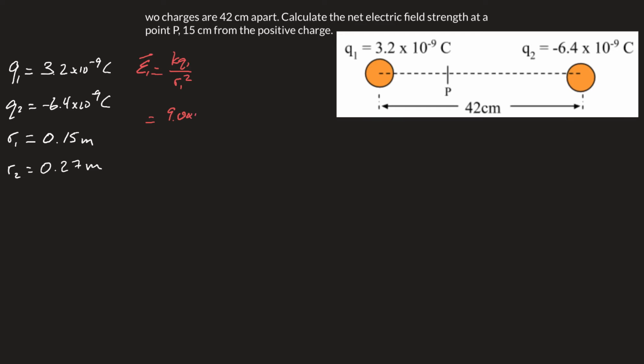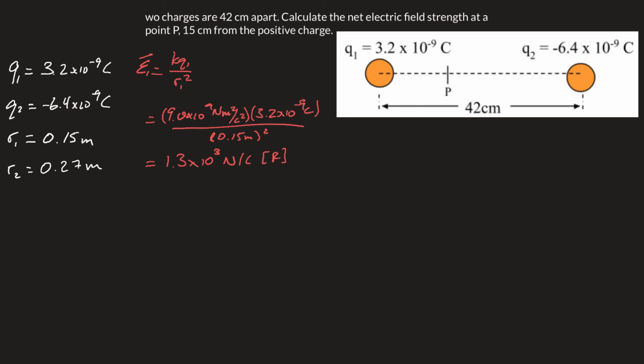So that's 9.0 times 10 to the 9 newton meters squared per coulomb squared times 3.2 times 10 to the negative 9 coulombs, all divided by 0.15 meters, all squared. This gives us a positive value, which makes sense given our situation, of 1.3 times 10 to the 3 newtons per coulomb, and that is to the right.